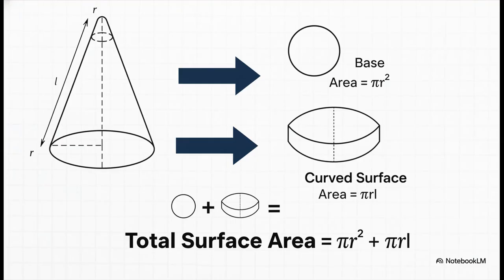Surface area can sound a bit tricky, but the idea is actually really simple. Just find the area of every single face of the shape and add them all together. A cone is a perfect example of this. You've got the circular base.